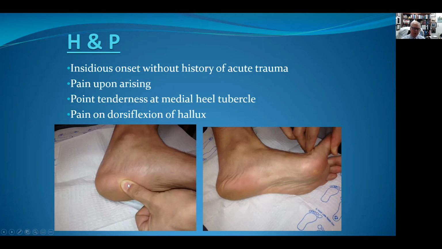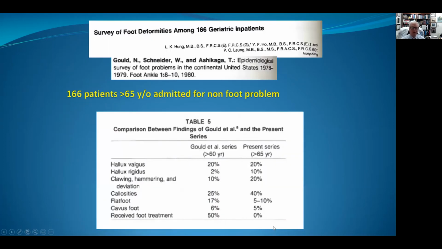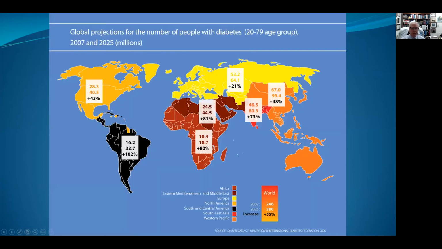And that's pretty much diagnostic of what this condition is. If you look at a survey of geriatric patients, what are the predominant things that they present with? Bunions, hallux rigidus, hammer-toes, calluses, flat foot, cavus foot, all the things that I mentioned. These are the prevalence things which are in a geriatric population.